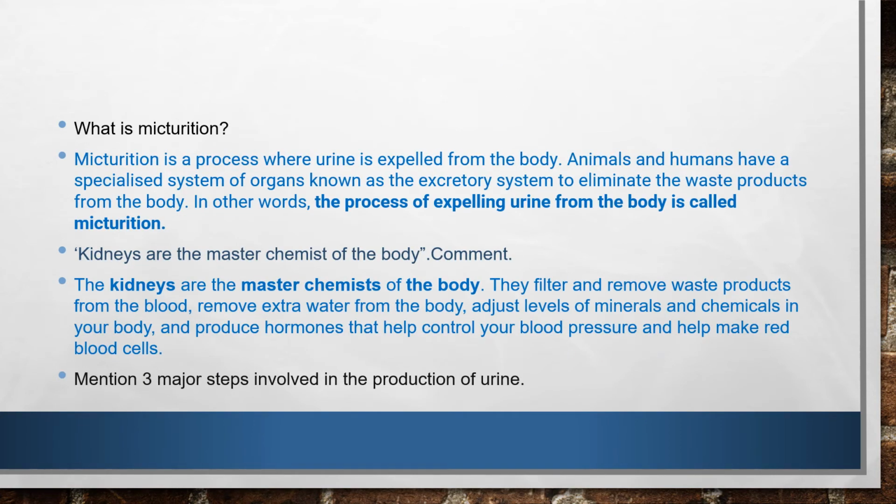Now here, what is micturition? So micturition, this also we have studied when we have studied the excretion lesson. Micturition is a process where urine is expelled from the body. Animals and humans have specialized organs known as the excretory system to eliminate the waste products from the body.